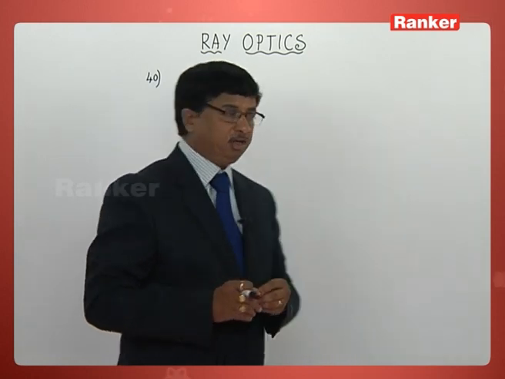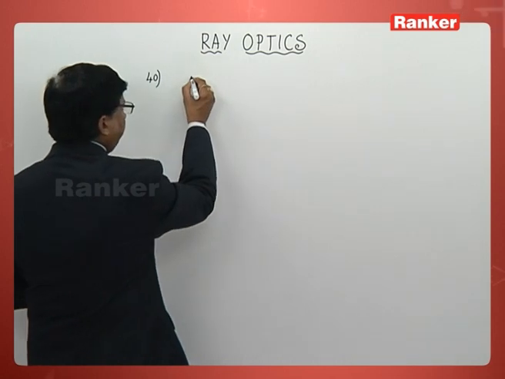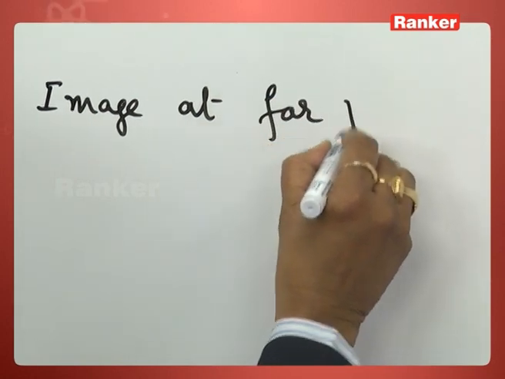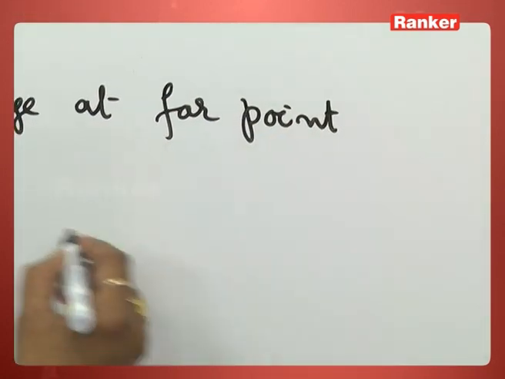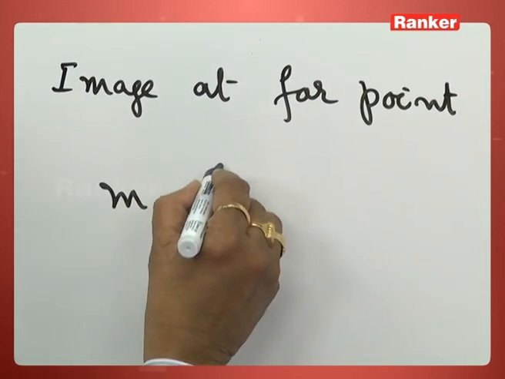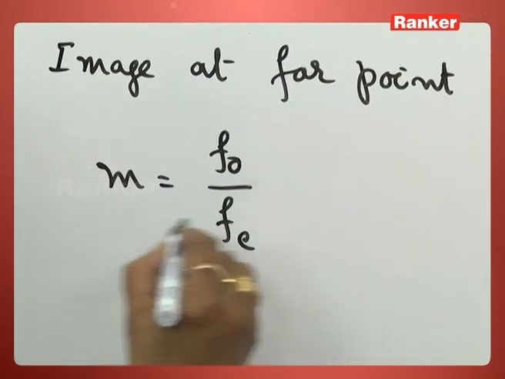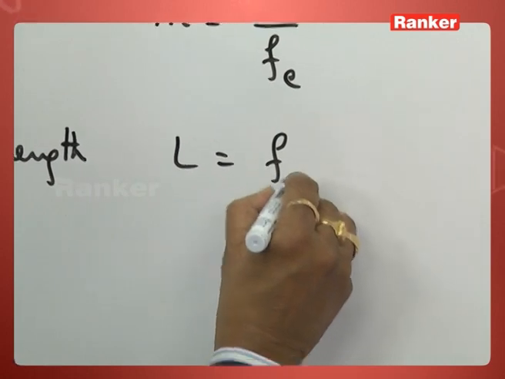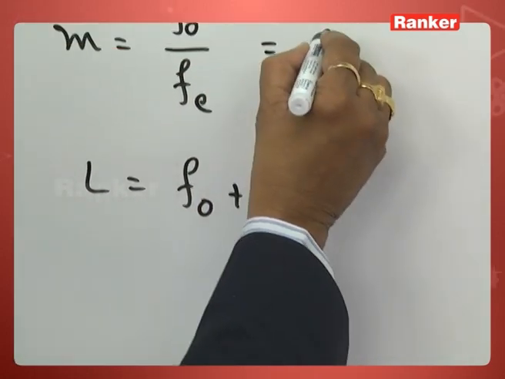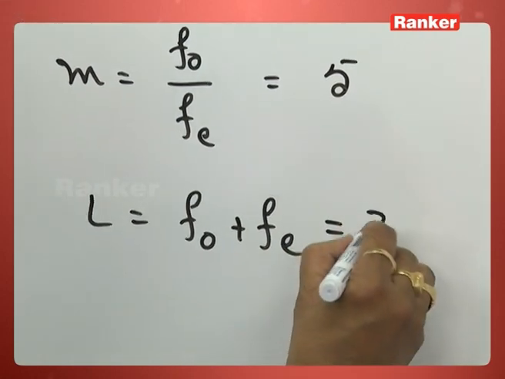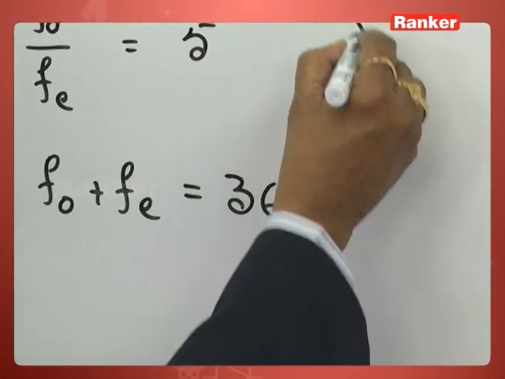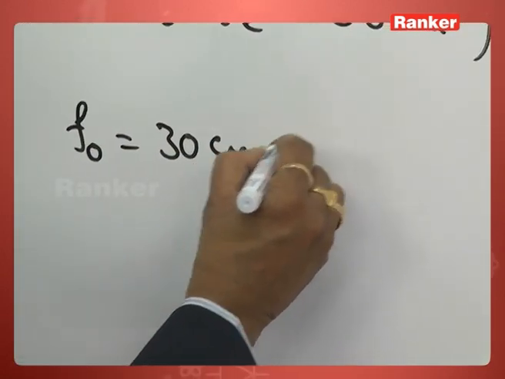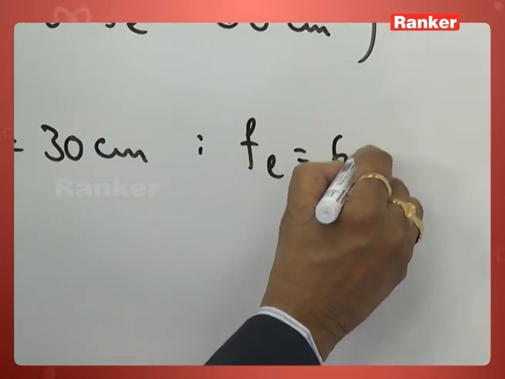But let me write two formulae here. When the image is formed at far point, that is a concept what has been given there. Then magnifying power of that instrument is FO by FE. And of course we know the length part of it, L is equal to FO plus FE. Magnification is given 5 and length is given 36 centimeter. Come on, just solve these two. You will be getting FO as 30 centimeter and FE as simply 6 centimeter.